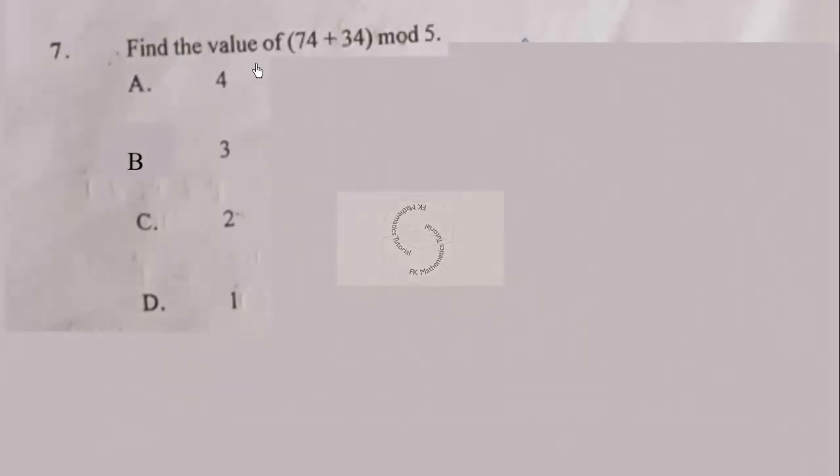Question 6. We want to find the value of 74 plus 34 mod 5. So 74 plus 34 will give us 108. So 108 mod 5 means what is the remainder when 108 is divided by 5. So we know that 108 is 105 plus 3. This is easily divisible by 5. No remainder over here. So it means the remainder is 3.